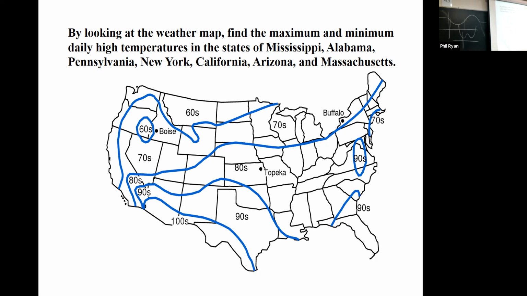But we can do the same thing for each state. So Mississippi is this one. It is, isn't it? Okay, good. Okay, so what do we think about the max and min there? Okay, so here is the 80 contour line. Here is the 90 contour line. It's going to be in the 80s. Okay, and is it going to be high or low 80s?